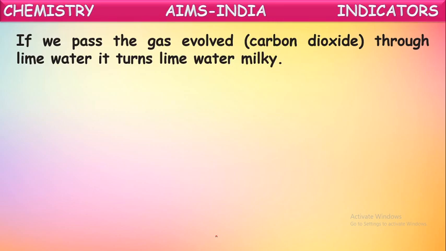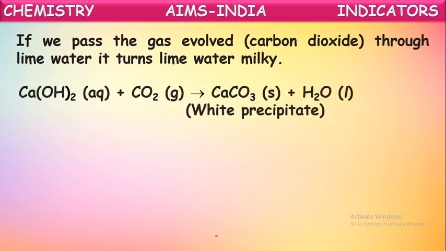If we pass the gas evolved through lime water, it turns lime water milky. Yes, we discussed this, the test for carbon dioxide gas evolved in these reactions. If we pass this gas through lime water solution, that lime water solution turns milky. For that reaction also, the equation is shown here. Lime water is nothing but calcium hydroxide solution. When you pass carbon dioxide gas into that, it turns milky.